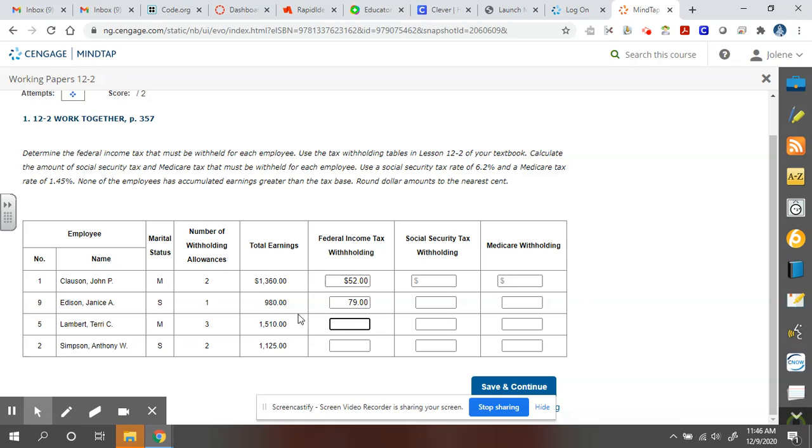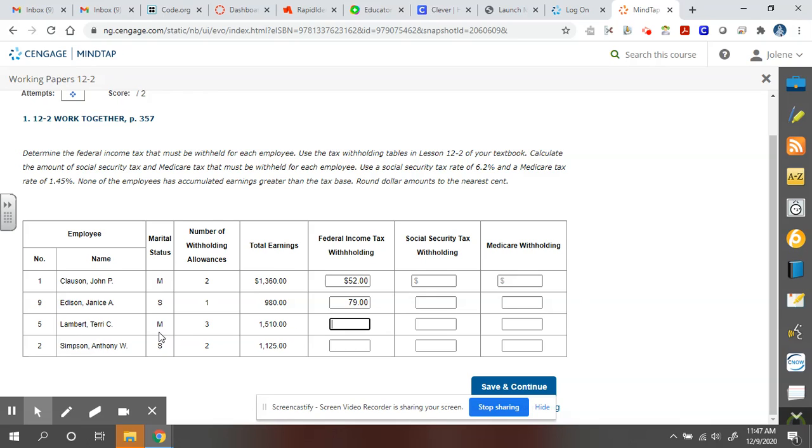Everyone who is single with one deduction that earns $980 to $1,000 pays $79. Now let's go back to the married chart for Terry. This is page 354.